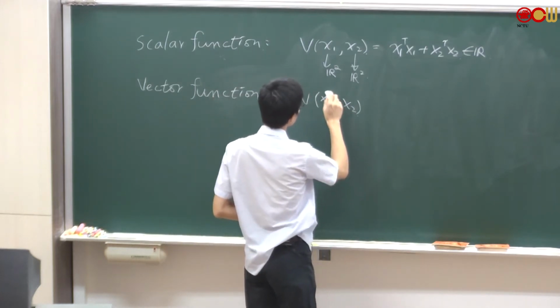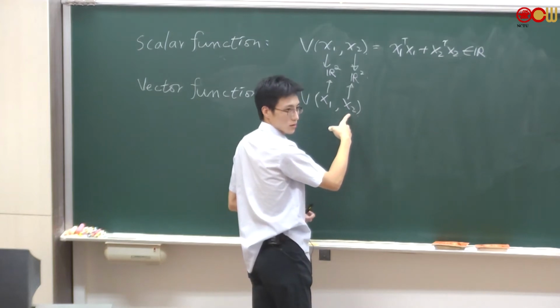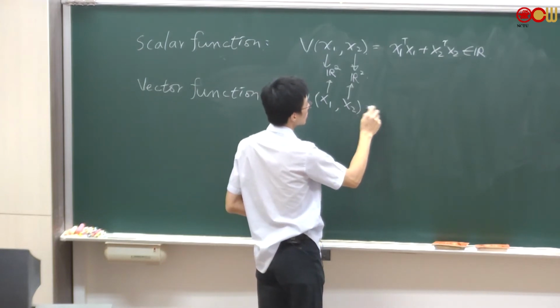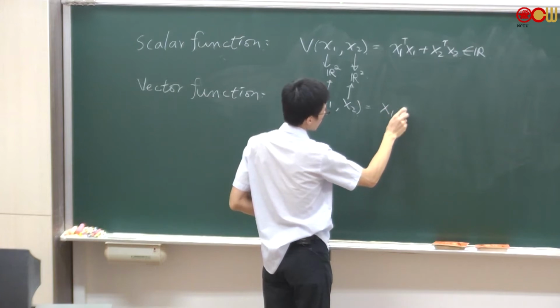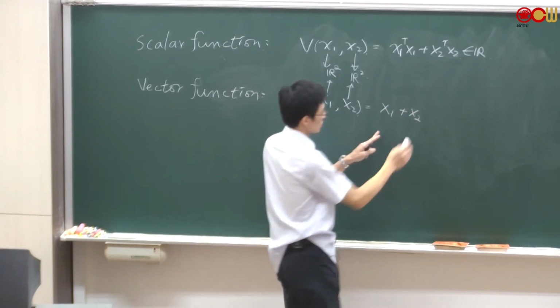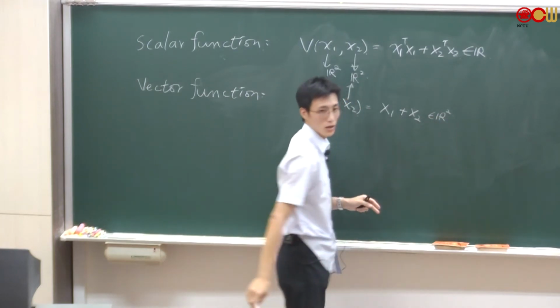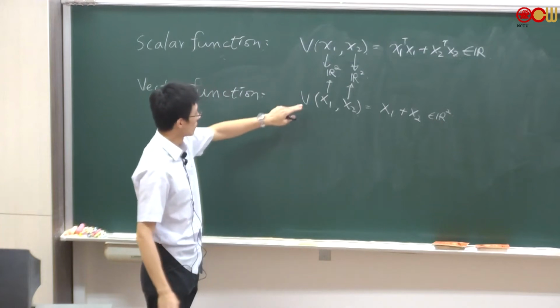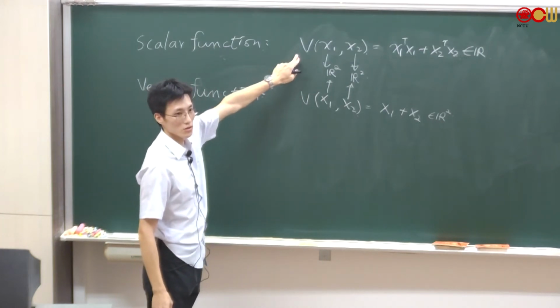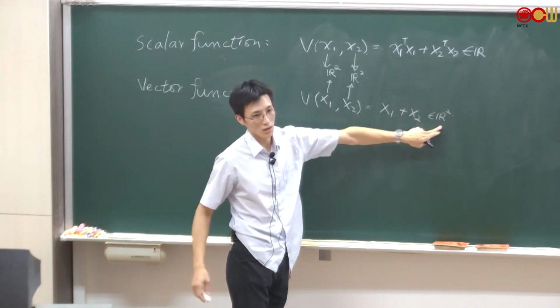And again, x1, x2 are column vectors of dimension 2. If you write x1 plus x2, which is a vector of dimension 2, then it's a vector function. This is a scalar function, a function that is a scalar, and this is a function that is a vector, okay?